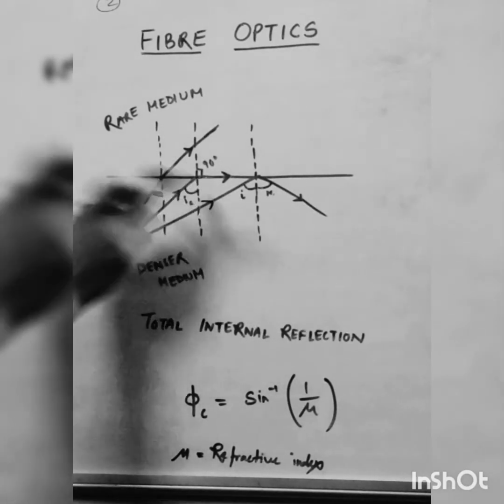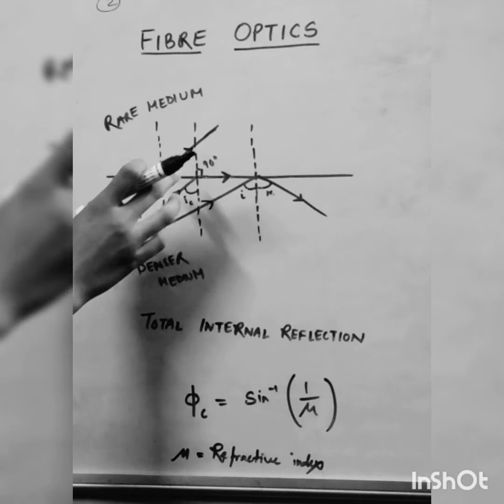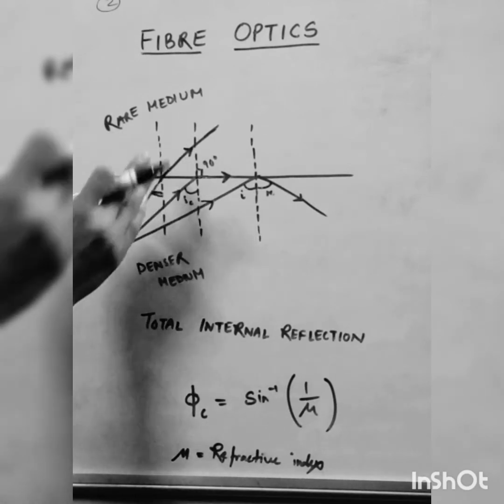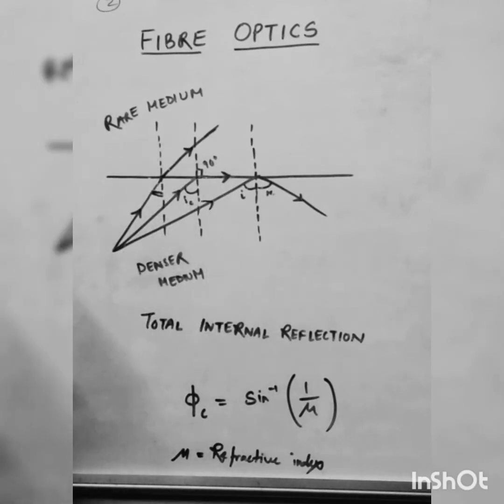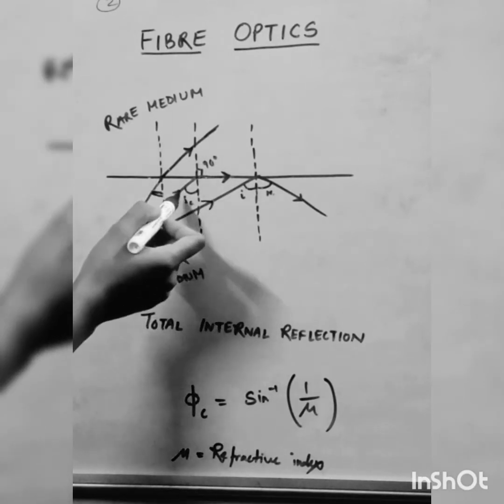So how can you define critical angle? The angle of incidence in the denser medium for which the angle of refraction in the rarer medium is 90 degrees, that angle is known as the critical angle. It is denoted by iC.